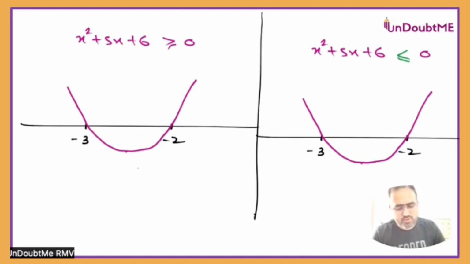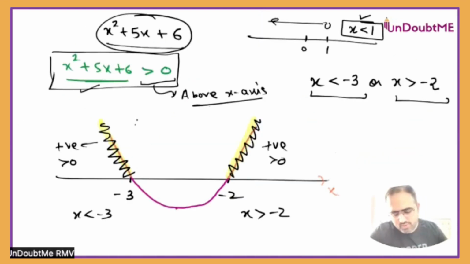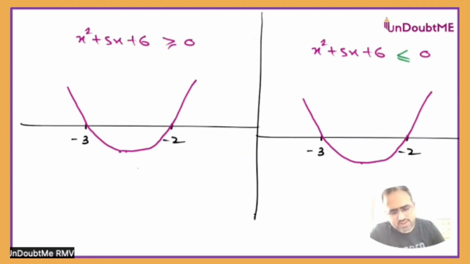I'll go back to x square plus 5x plus 6 greater than 0 before writing the answer for this. When it was greater than 0, we discussed that we are talking about the portion above the x-axis. That's why we wrote the answer as x less than -3 and x greater than -2. Coming back to our present case, it is greater than or equal to 0. Equal to 0 will be at -3 and -2. So this time the only difference will be that it will be x less than or equal to -3 or x greater than or equal to -2.